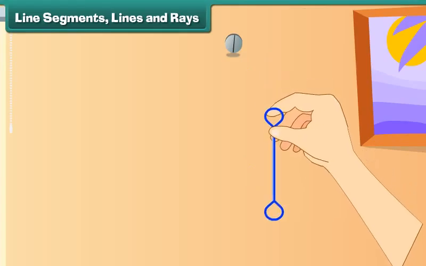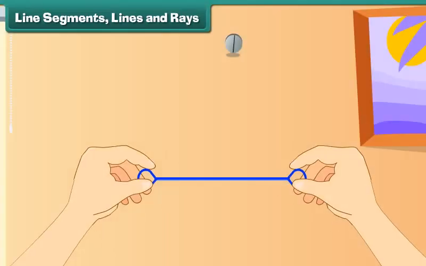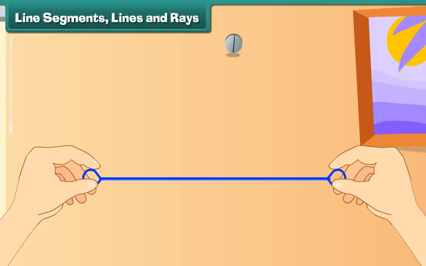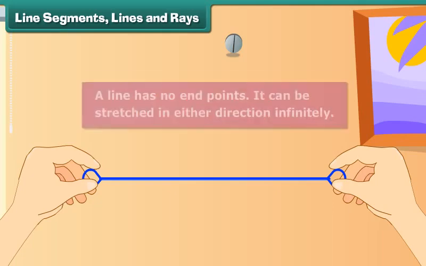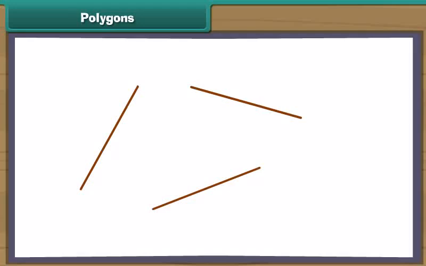Let us now remove the nail and stretch the rubber in the other direction. We now have a line. A line has no end points. It can be stretched in either direction infinitely.